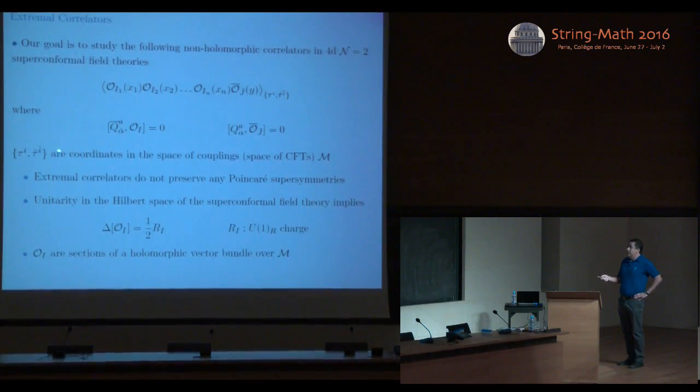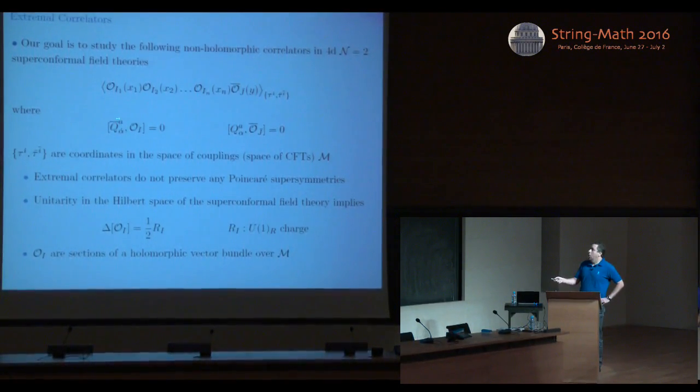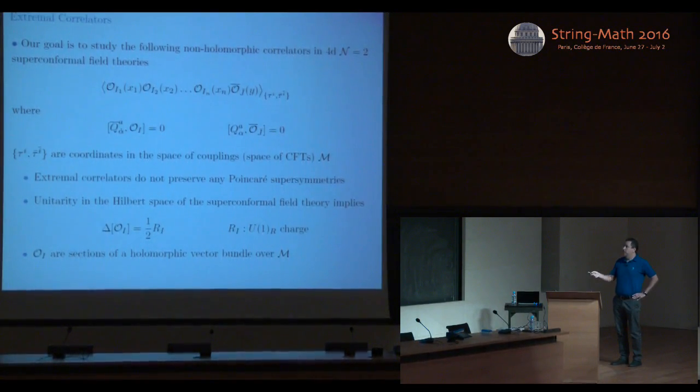So this correlation function essentially does not preserve any of the Poincare supersymmetries of the theory, because O preserves one half and O bar preserves the other half. Okay? And what we want to do is to compute such non-holomorphic correlation functions as an exact function of the coupling constants of the theory, which throughout the whole talk we will denote by tau and tau bar, which are again coordinates in the space of couplings, the conformal manifold M.